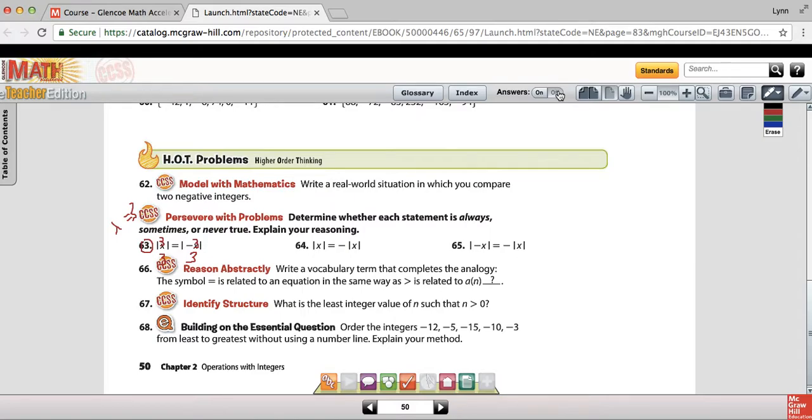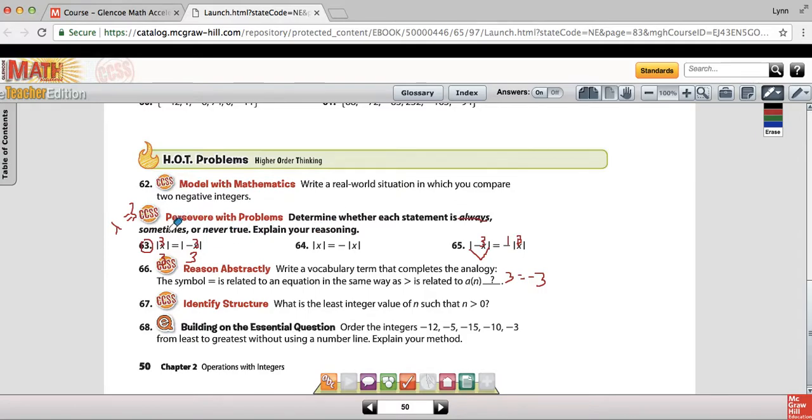On number 65, let's use that same example of 3, and we'll put the 3 here. In this case, the absolute value of negative 3 is 3, and the absolute value of 3 is 3, but the negative sign is outside, and so in this case 3 does not equal negative 3, so I know that it's not going to always be true.